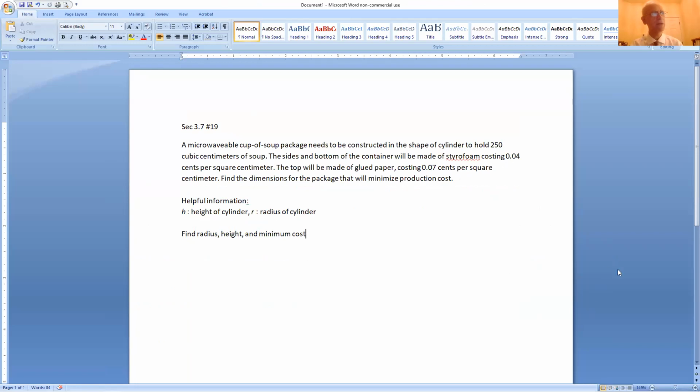Section 3.7, number 19. A microwavable cup of soup package needs to be constructed in the shape of a cylinder to hold 250 cubic centimeters of soup. The side and the bottom of the container will be made of styrofoam, costing 0.04 cents per square centimeter. Oh, look at this. The other part, the top, will be made of glued paper costing 0.07 cents. So I better be careful with that.